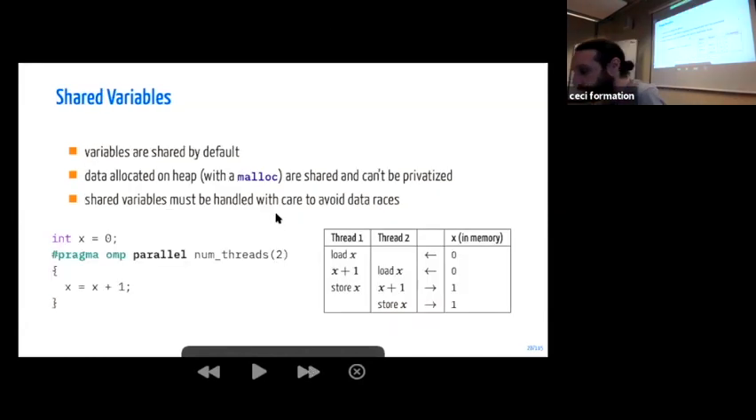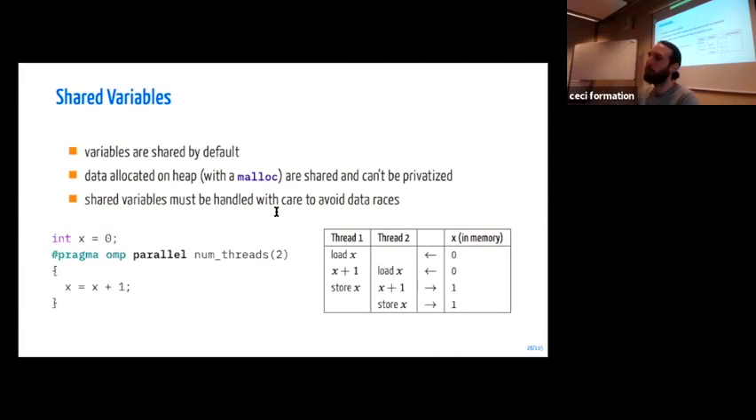So as I said, by default, all variables are shared, and also all the data that is allocated on the heap. So if you do an allocate or a malloc, these values are shared and cannot be privatized. Every time you do a malloc, you are basically creating a shared array. You cannot privatize this value. And of course, when you have this kind of variable, you have to handle them with care.